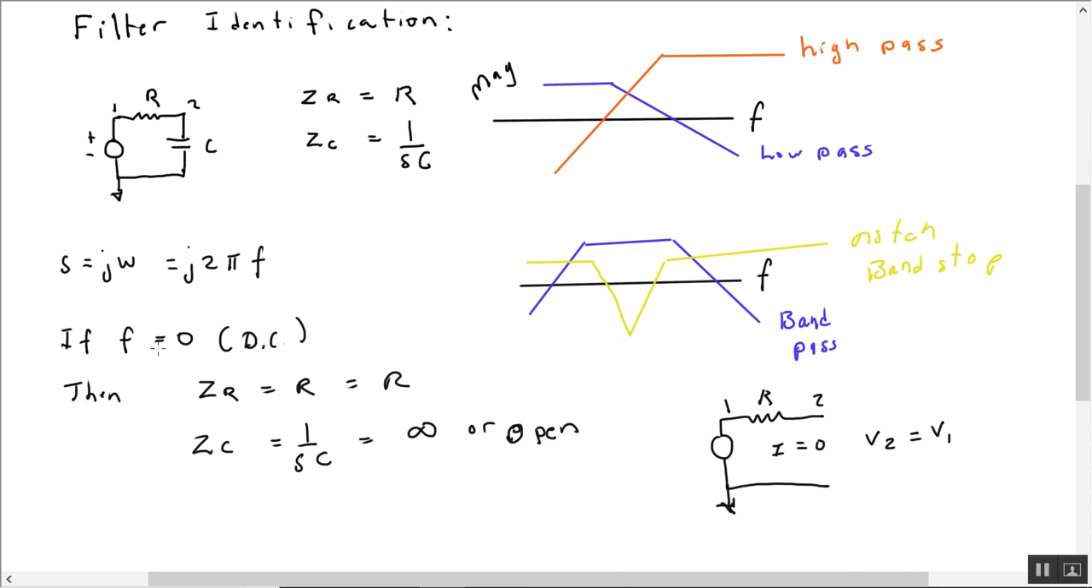So what happens if we just set f equal to 0, which would be DC? And that would be over here on the left-hand side, right? Well, the resistor doesn't change with frequency, so it's just R, but the capacitance goes to infinity, or an open circuit. So if you redraw that over here, okay, we take it out. Well, there's no current, right? So that means with no voltage drop, VR is equal to 0, and so that means V2 is equal to V1. So at low frequencies, it's passing whatever the input is, right?